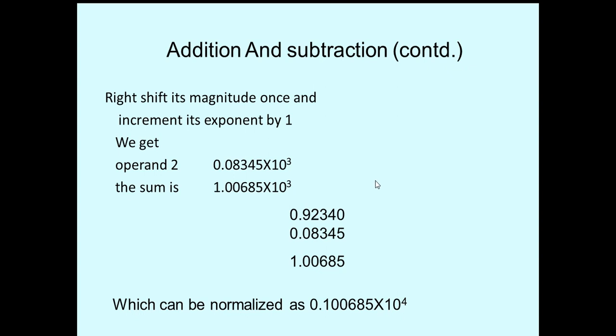So there are two cases. If the operands' exponents are equal, then we can directly add the two floating point numbers. If they are not equal, we have to make the exponents equal, and after that we do the addition of the two floating point numbers.